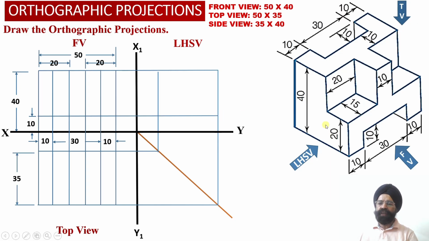Now we also observe that this height corresponding to this horizontal surface and this horizontal surface is equal to 20 millimeter from the ground. So once again we are going to measure a distance of 20 millimeter from the ground, and we will be obtaining a horizontal projector line into the front view projections, and we need to extend this horizontal projector line appropriately into the left hand side view projections over here.